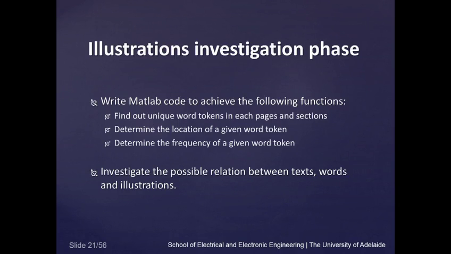Next, we move to the illustration investigation phase. To analyze an unknown language, the illustrations in the manuscript can help a lot, or can even be a breakthrough point. So in this phase, we also wrote some MATLAB code to find out the unique words in each page and section, determine the location of a given word, determine the frequency of a given word, and also investigate the possible relation between the text words and the illustration.